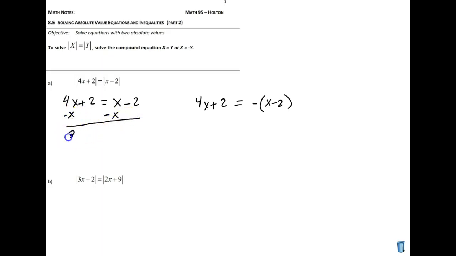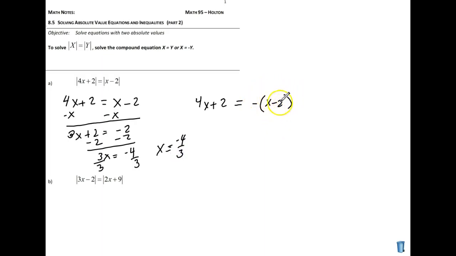and what I get is 3x plus 2 equals a negative 2. So 3x equals negative 4. And when I divide by 3, I get x equals a negative 4/3.